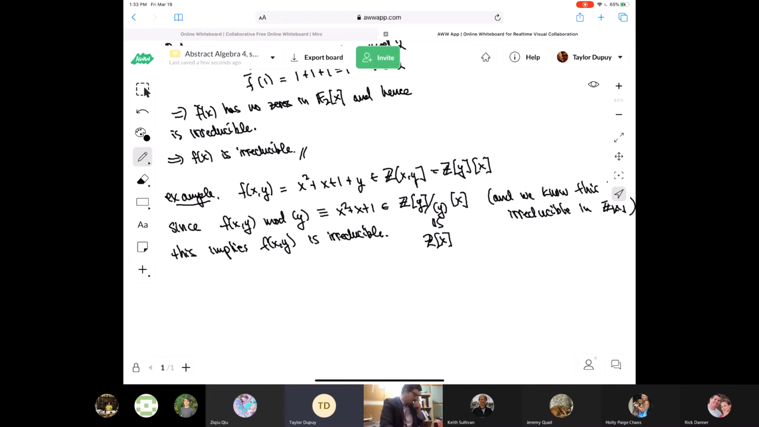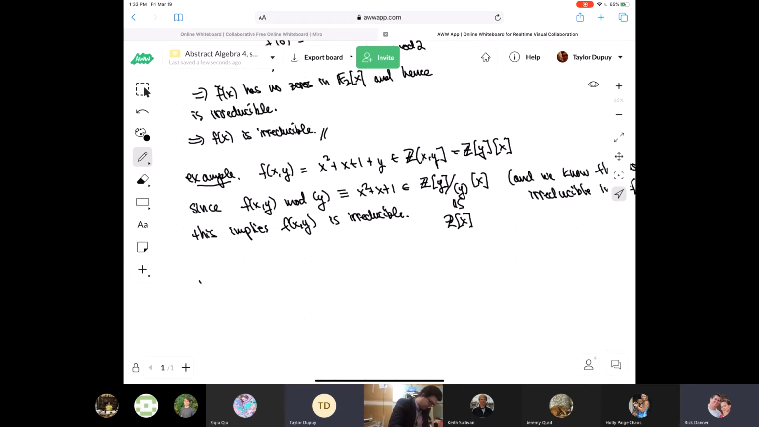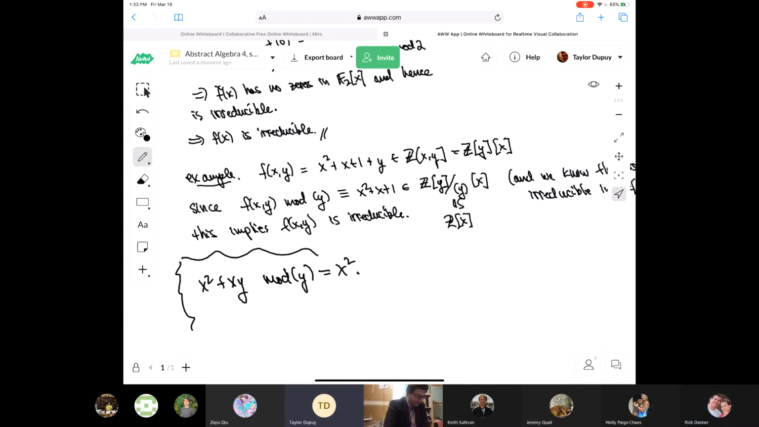If it was x squared plus x times y, would the y just disappear when you mod out by y? If I do mod y, this just becomes x squared, and this is reducible. Oh, just x squared. Okay, thanks. It just becomes x squared, yeah.